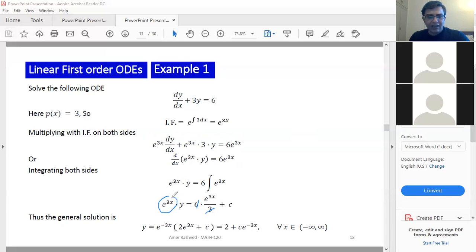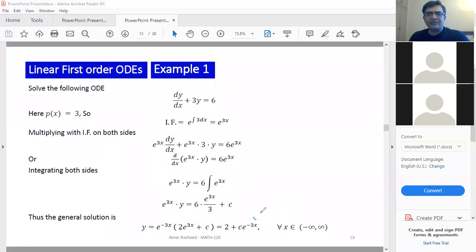Now this term can be divided on the other side. When we divide here, e raised to the power 3x gets cancelled, and e raised to the power 3x multiplies with this term. Because when we divide it, we can take it in the numerator and get e raised to the power minus 3x into 2 times e raised to the power 3x plus c. When we multiply inside, e raised to the power minus 3x into e raised to the power plus 3x cancels, and we get 2 plus c times e raised to the power minus 3x. This is our required solution.